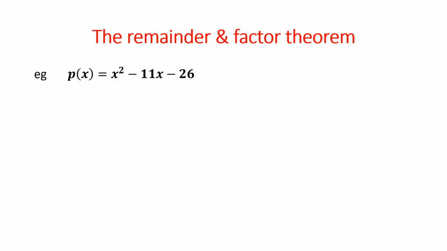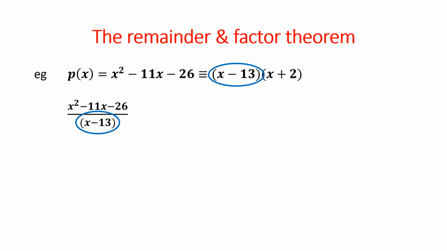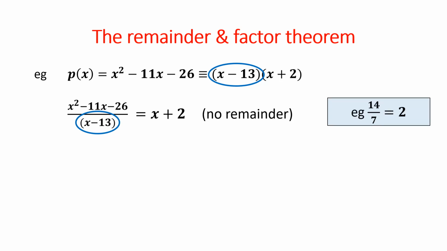Here's an example. We have a polynomial p, which is x squared minus 11x minus 26. It's a quadratic. And we can put it into factored form, x minus 13 and x plus 2. If I took the polynomial x squared minus 11x minus 26 and divided it by one of the factors, I'm going to come up with the other factor and there'd be no remainder. For example, I took 14 and divided it by one of its factors 7, I'd come up with the other factor 2 and there's no remainder.